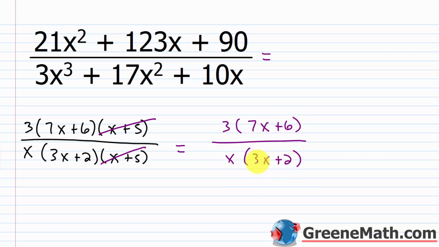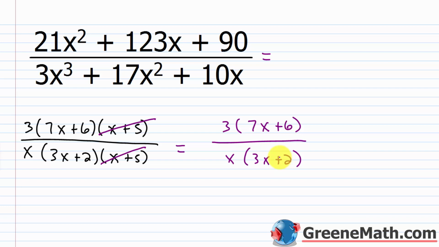Now you can leave it in factored form just to show that there's nothing else that will cancel. That's very common. You could also distribute the 3 to each term here and the x to each term here. Both answers are valid. Now, in terms of the restricted values, you would have 3 of them, right?